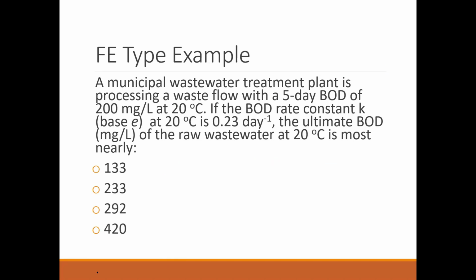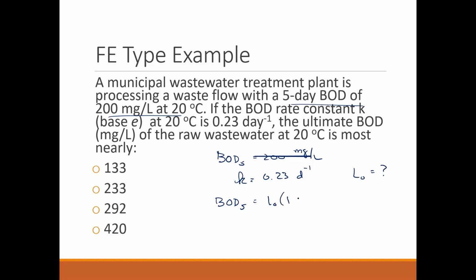In the interest of time, I'll just work through this problem. We have a municipal wastewater treatment plant, and you're told that it has a 5-day BOD of 200 milligrams per liter. You're told that the BOD rate constant is 0.23 inverse days, and you're asked for the ultimate BOD. So we have BOD 5 is equal to L naught times 1 minus e to the minus k times 5 days.